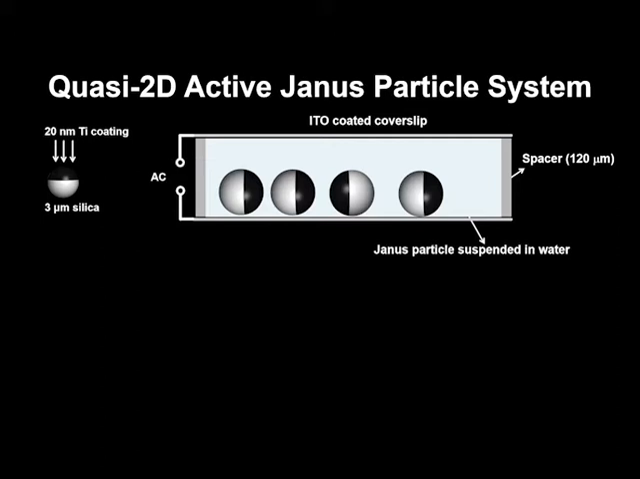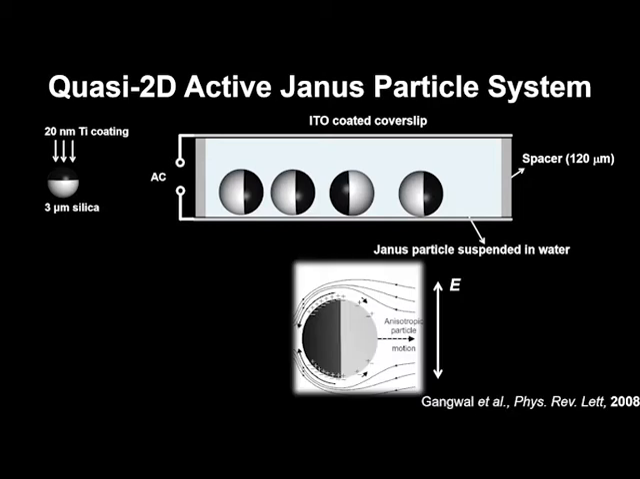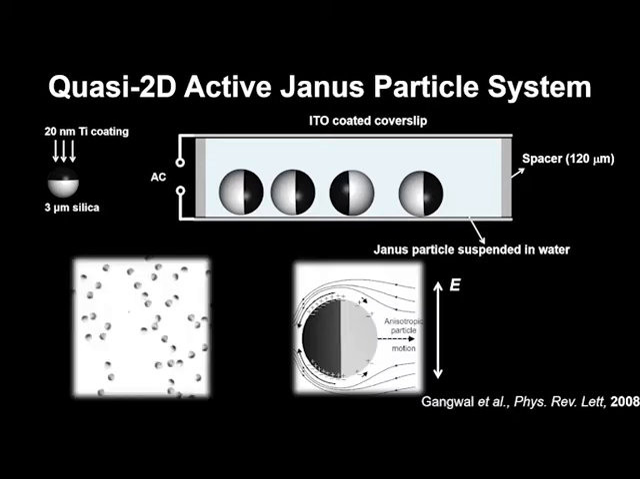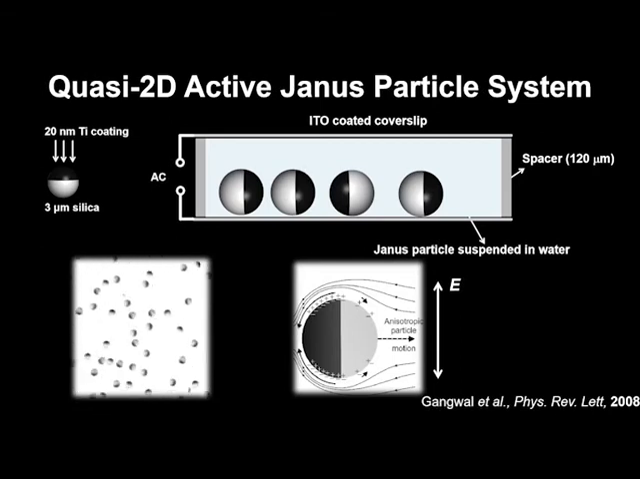As we apply electric field, there will be three consequences. First, the particles will stand up with their interface aligning with the field direction because they want to maximize their induced dipole moment. It is a quasi-2D system. So when we observe with a microscope from the top or the bottom, the particles always appear to be like half black, half white, so that we can track their orientations easily.